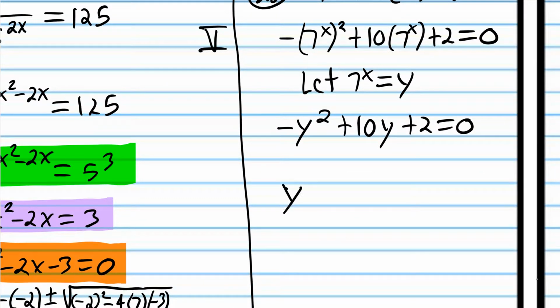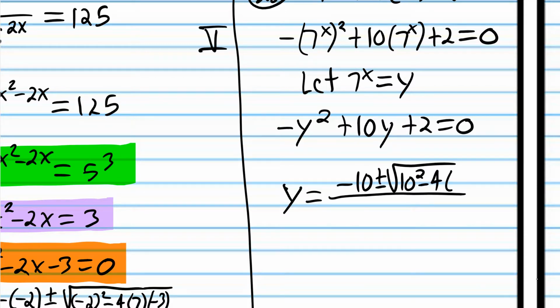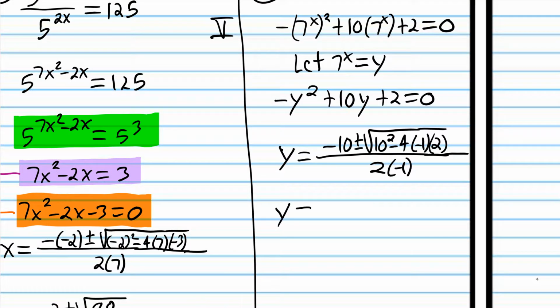Y is going to be equal to negative b plus or minus root b squared minus 4 times a, which is negative 1, times c, which is 2, over 2 times negative 1. So then, doing the part inside the root, we have negative 4 times negative 1, which is positive 4. 4 times 2 is 8. 8 plus 10 squared, so 10 squared is 100, and then we get 108. 2 times negative 1 is negative 2.